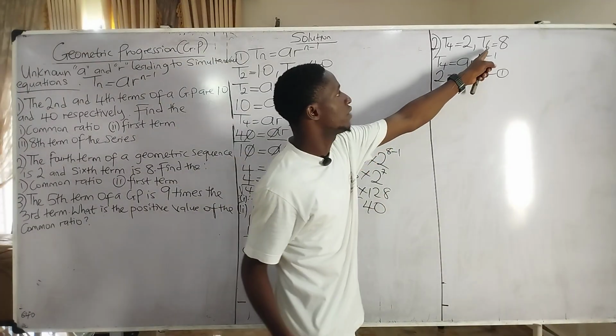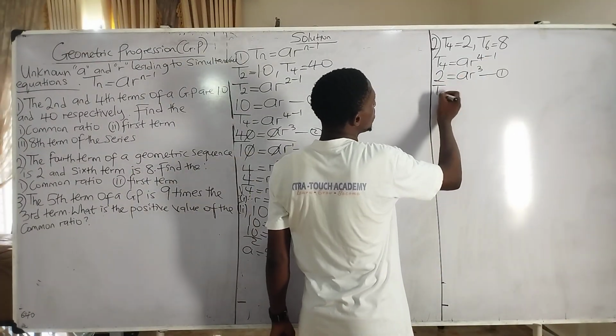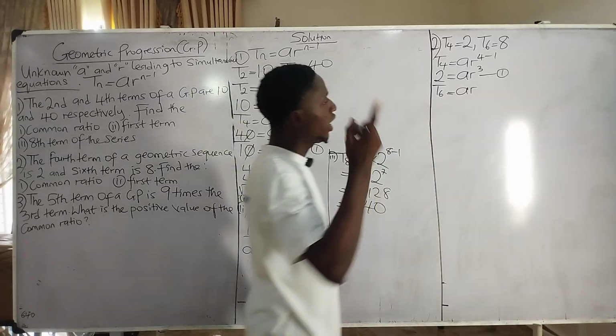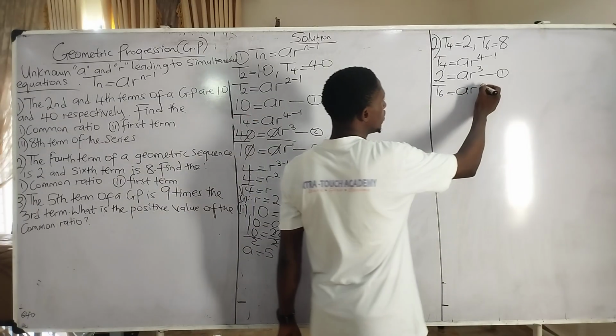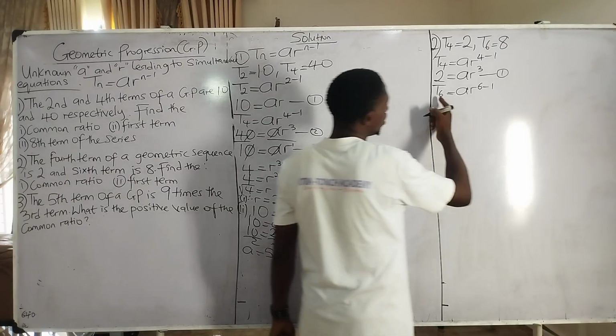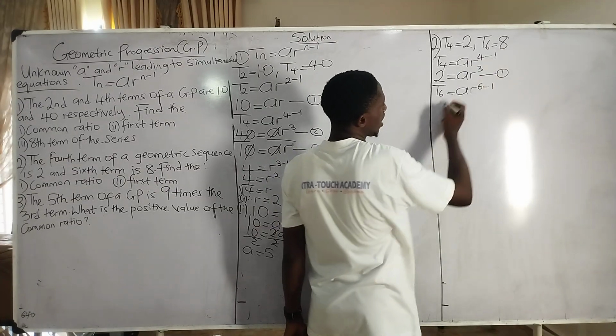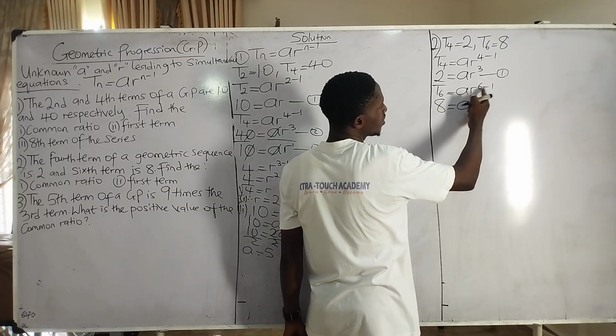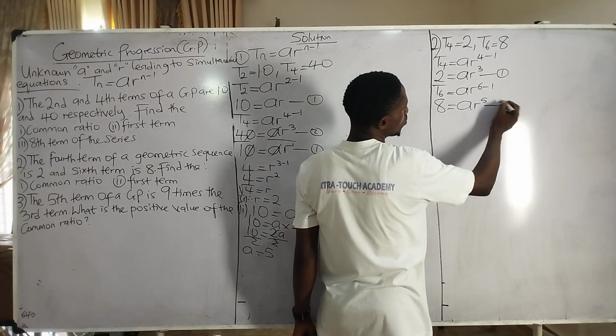We go to this, we have T6. So we have T6 is equal to AR raised to the power of, our n is 6, so we have 6 minus 1. The term was given to us as 8. So 8 is equal to AR raised to the power of 6 minus 1, which is 5, equation 2.